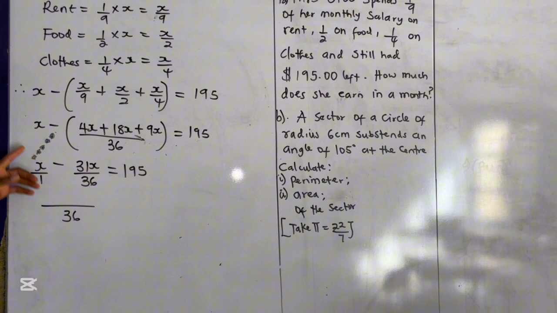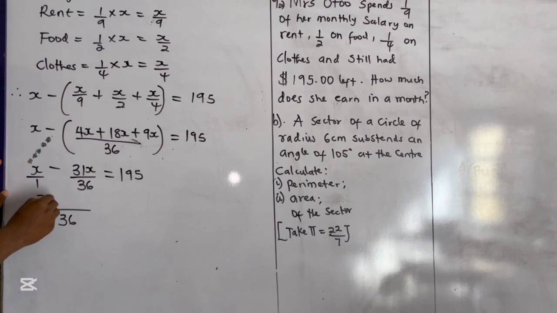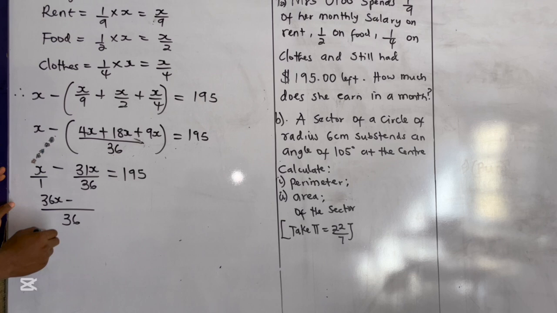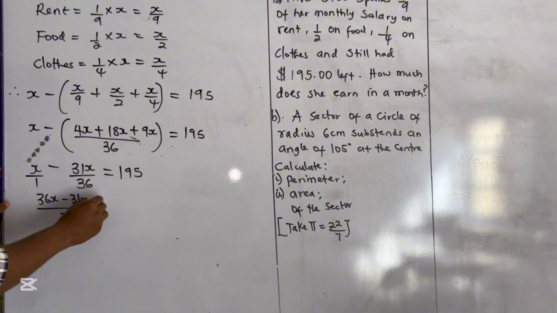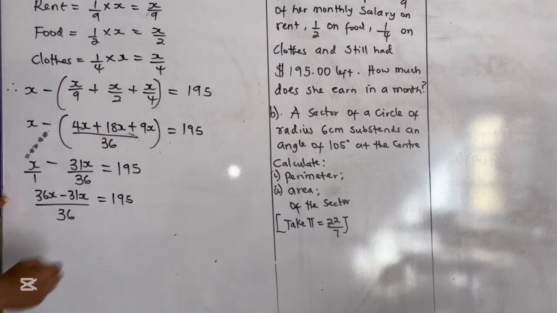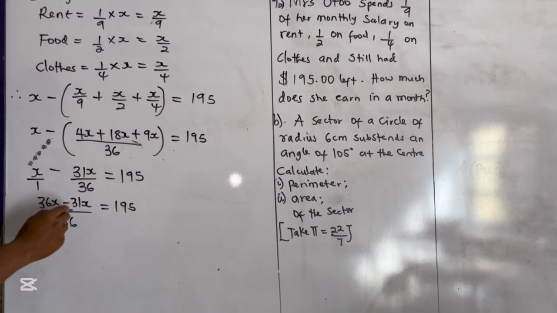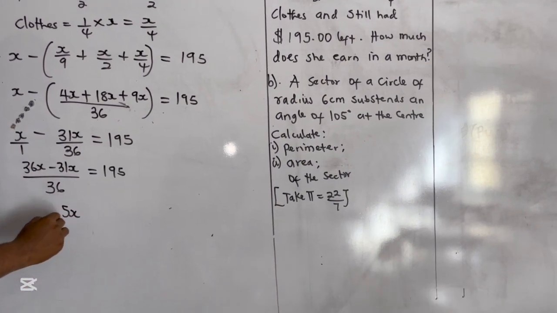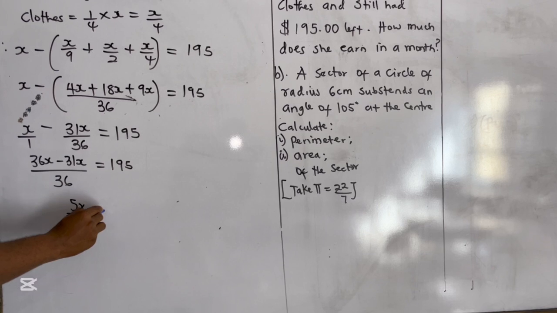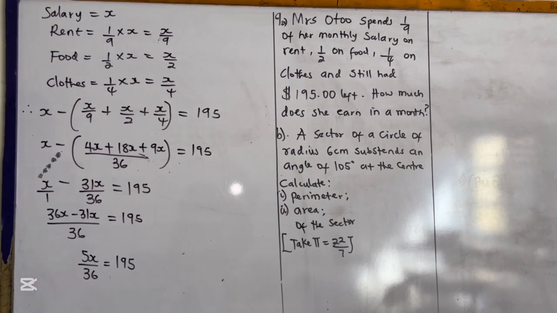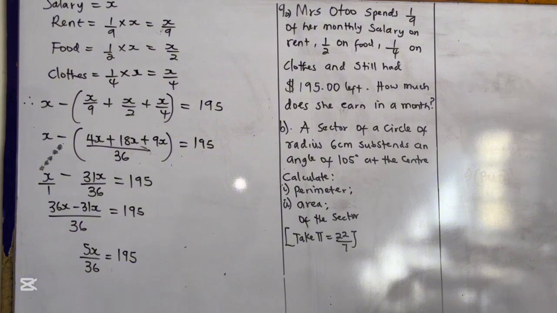36 times 36 times x is 36x. 36 goes into itself 1 time, and 31x is 31x equals 195. So 36 minus 1 gives us 35, so 5x over 36 is equal to 195. In this case, we have to find x, which is our salary.